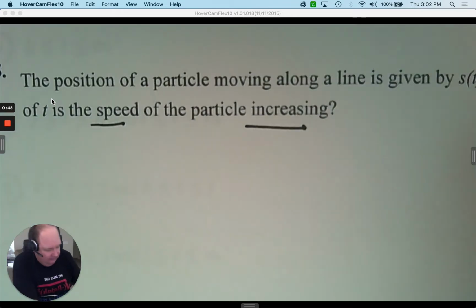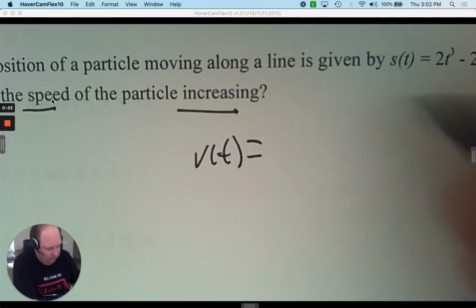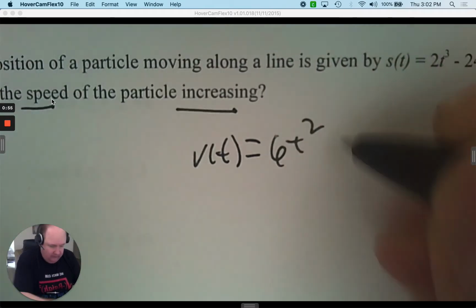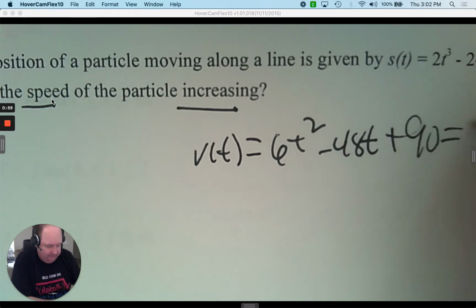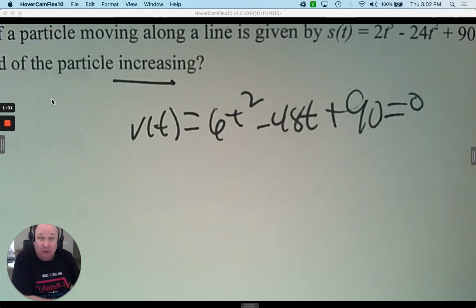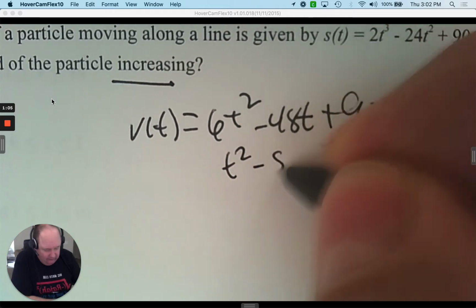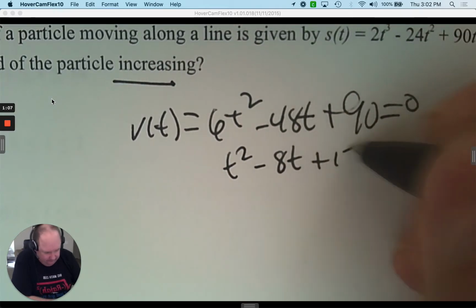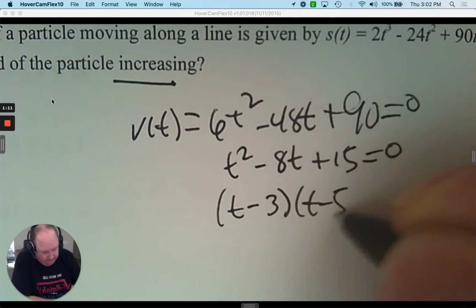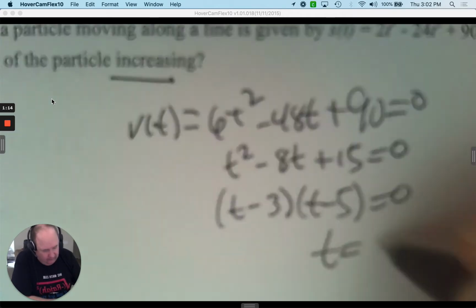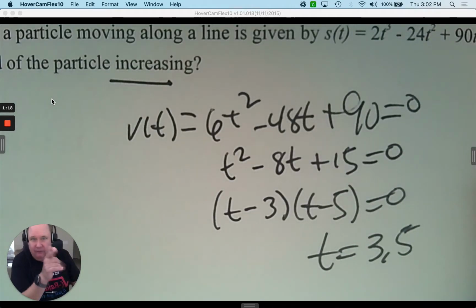So I need to find first the velocity, which is the derivative of what was given. So that's 6t squared minus 48t plus 90. Solve for t to know where the velocity is 0. So I'm going to divide everything by 6. I'm going to factor and then solve it. So at 3 and at 5 seconds, the velocity is 0.